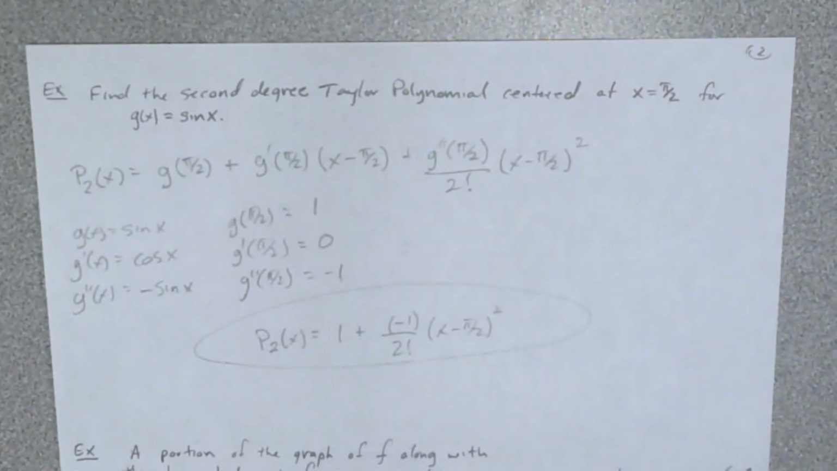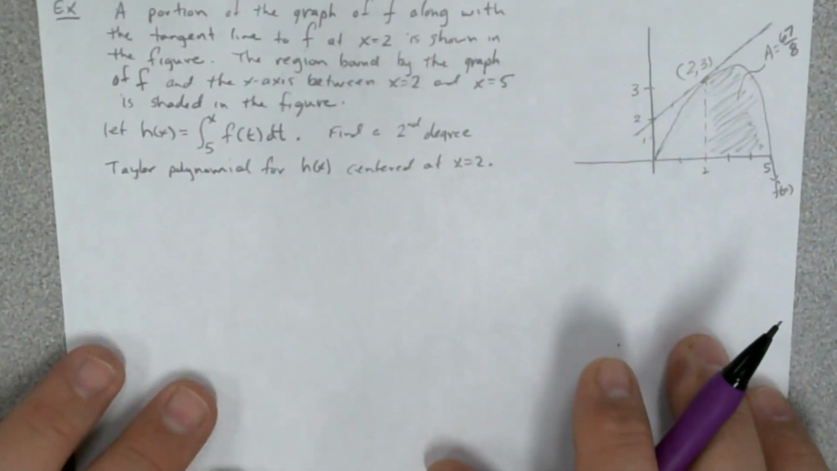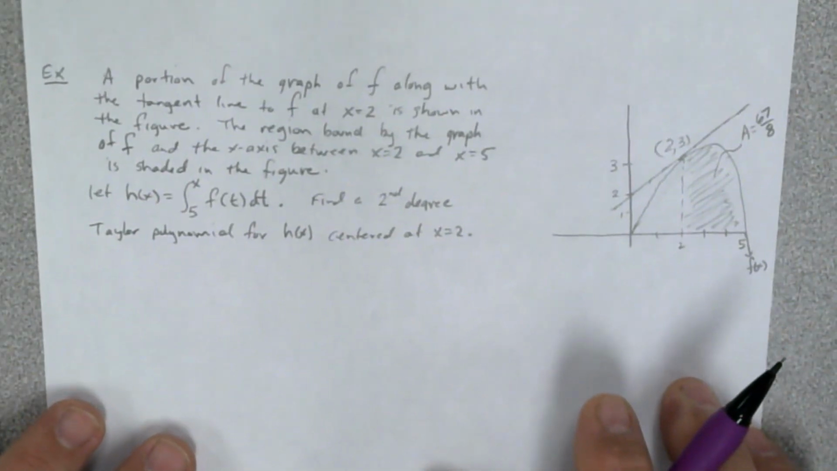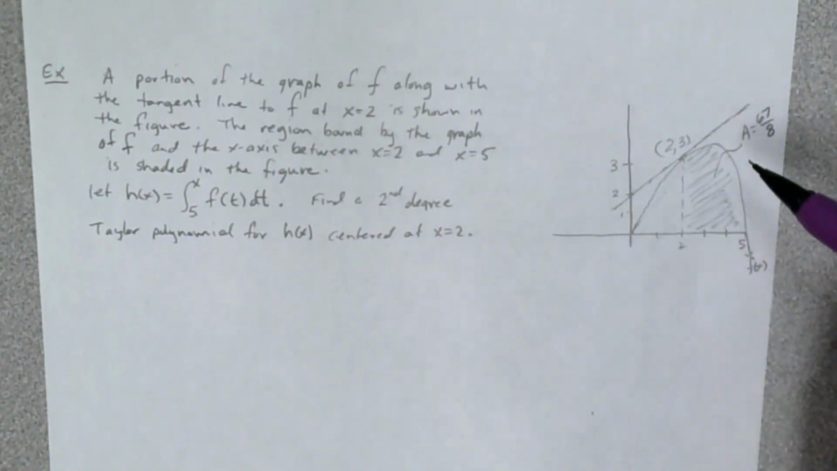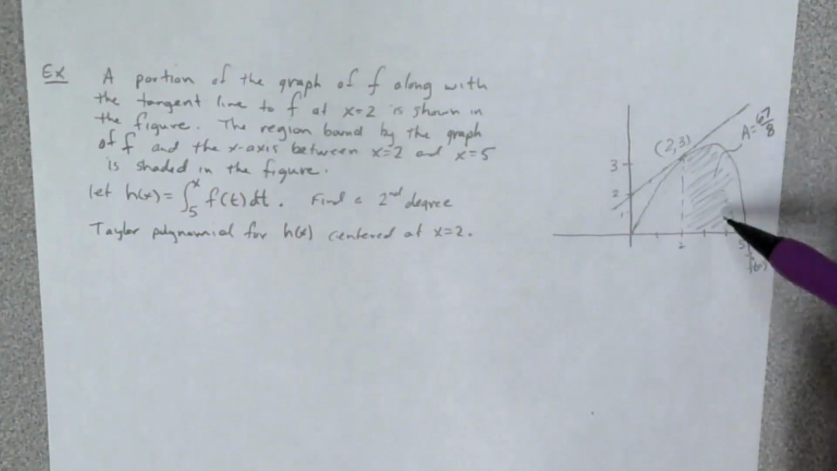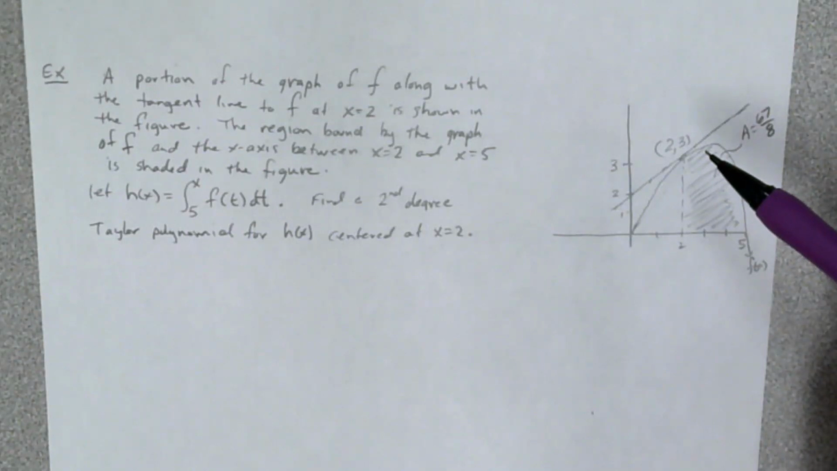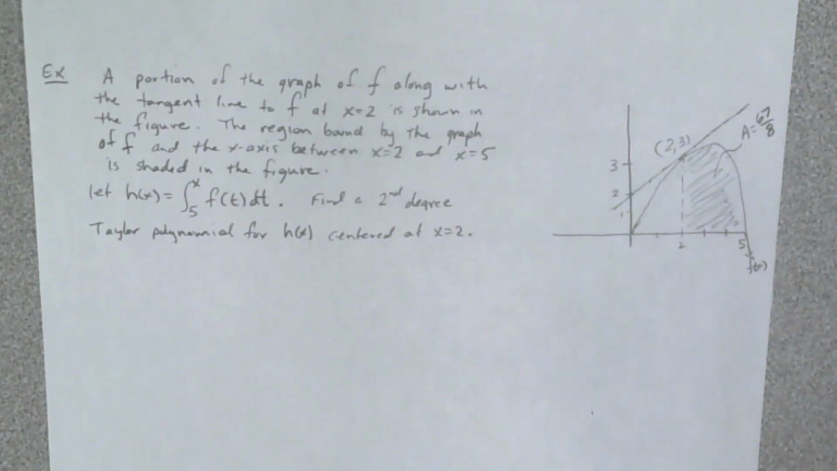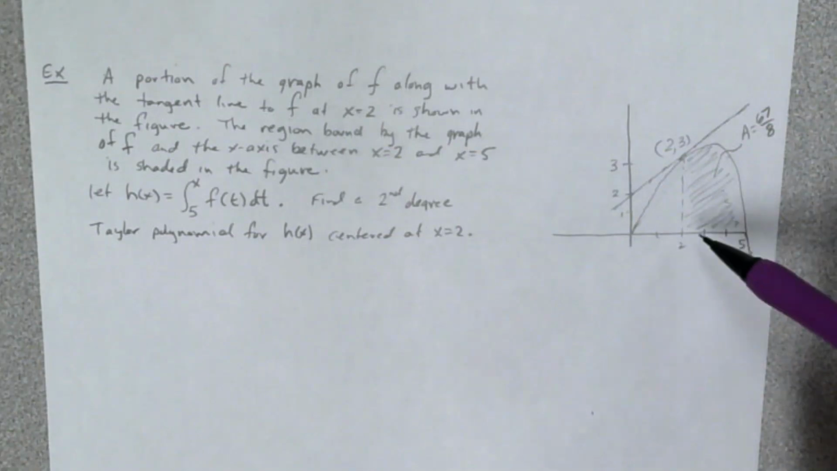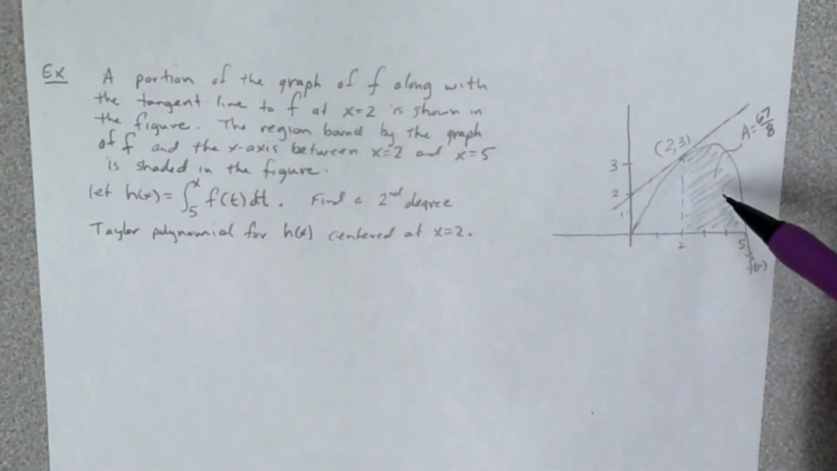Okay? And then here's our last example that I have. How to find some things in different formats. So I'm giving you this picture over here. I got a shaded region over here. That's area is 67 over 8. A portion of the graph of f along the tangent line of f at 2 is shown. The region bounded by the graph of f and the x-axis between 2 and 5 is shaded in the figure.